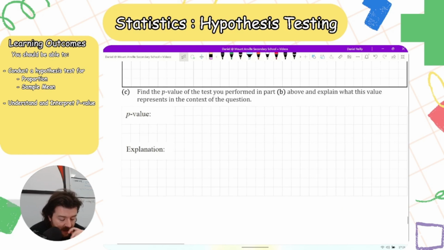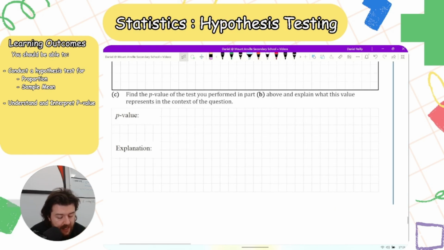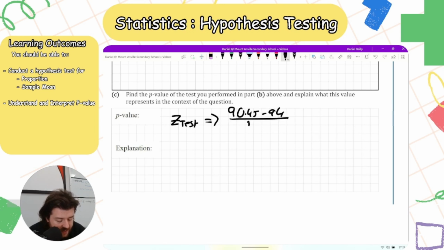Calculate the p-value and then explain in context of the question. So I need to get my test statistic here. So that is just going to be 90.45 minus €94. My standard deviation was 20.73, I believe.